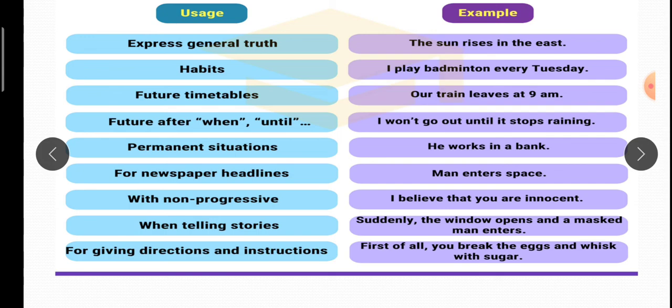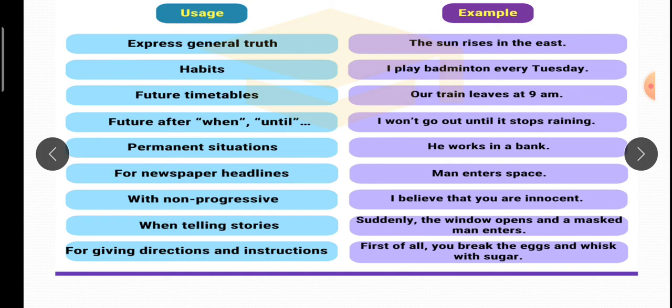General truth: the sun rises in the east. Habits: I play badminton every Tuesday. Future timelines: our train arrives at 9. When and until: I won't go out until it stops raining. Permanent situations: he works in a bank. Newspaper headlines: man enters space. With non-progressive: I believe that you are innocent.